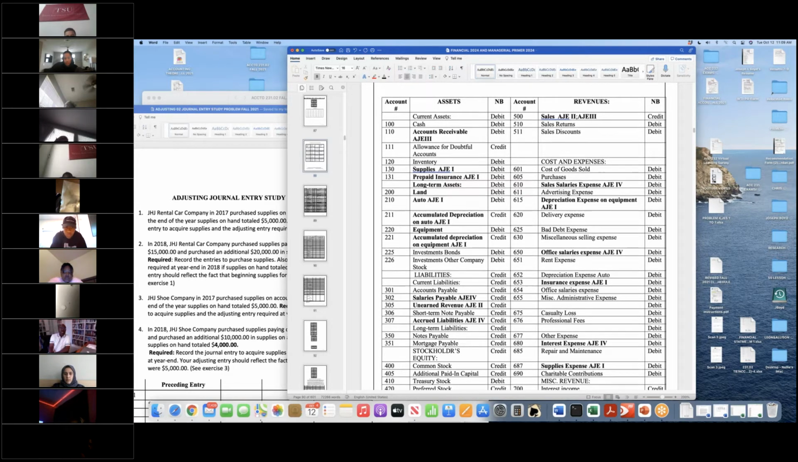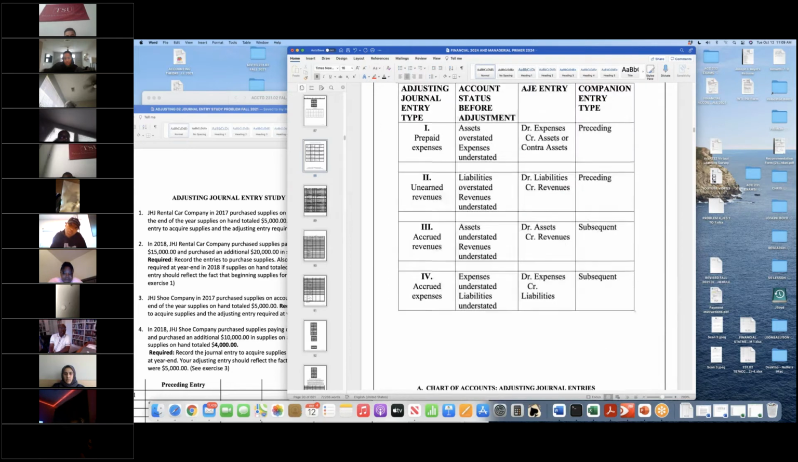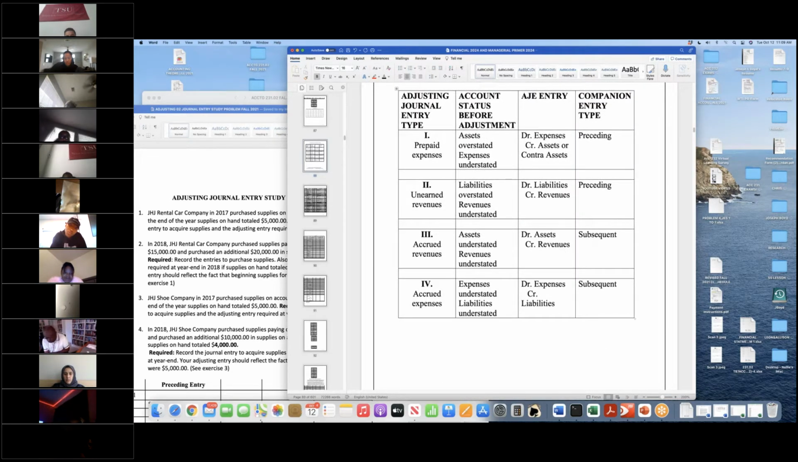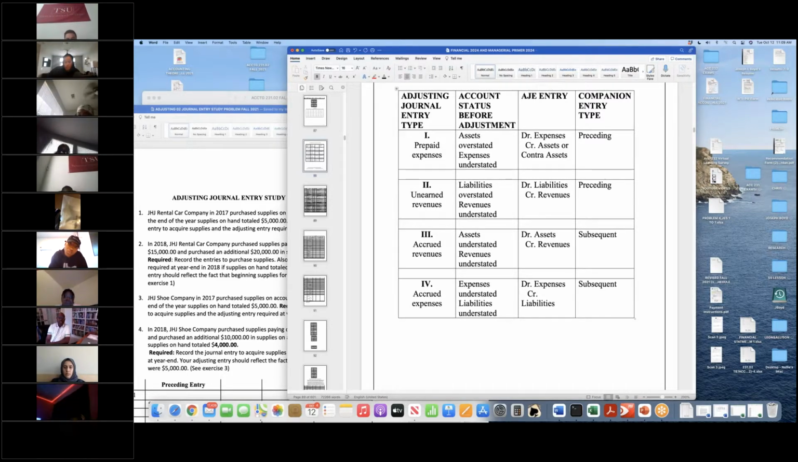We're going to start off today with what I think is the easiest adjusting entry, which is unearned revenues. Unearned revenues occur because we have received cash in advance, but we haven't done the work. And we said this is what type? There's a preceding entry, which is a type what? Type 4, where we debit cash and we credit unearned revenue.